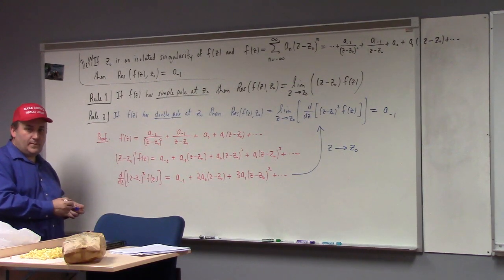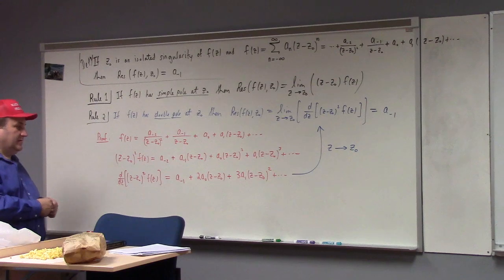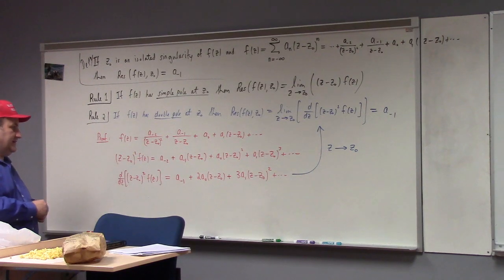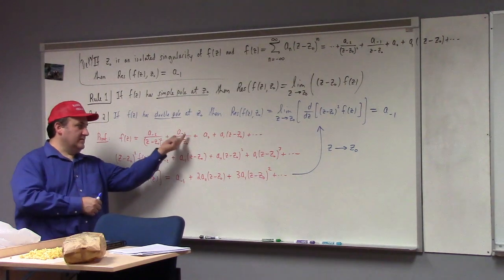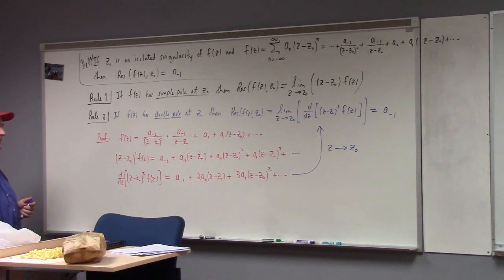Yeah? When we multiplied by z minus z naught squared, was that to get rid of the singularities within the first two terms? Pretty much. It allows us to isolate the coefficient of the reciprocal term. That's what we're after. But that's rule number 2. For a double pole, multiply by z minus the pole, z minus the singular point squared. Take the derivative of that, and then take the limit as z approaches.